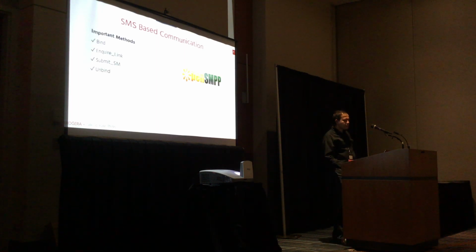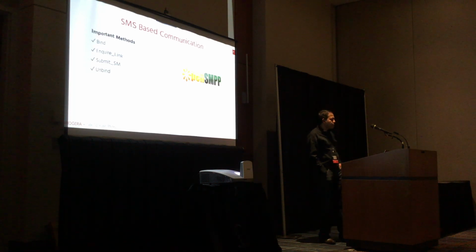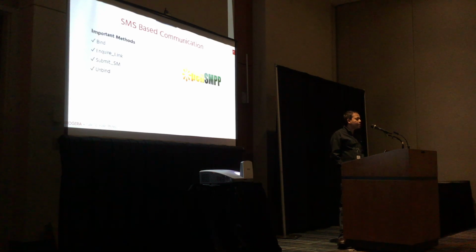For that, from the implementation side, there is an open source library available out there called OpenSMPP. We use it. You can also download it for free and implement it. There are a few important methods that you need to implement in your code. Those are abstract methods you need to override, like bind, enquire link, submit SM, and unbind. Those are the four most important. If you're interested, we can talk about it later.